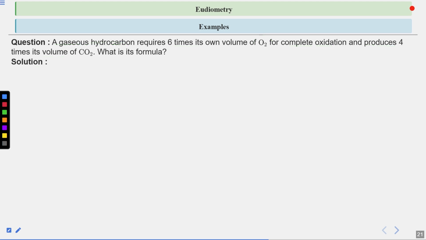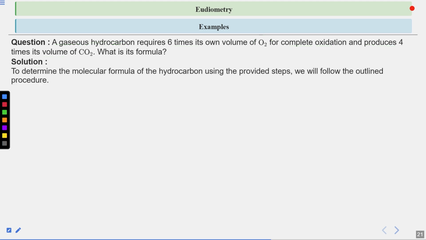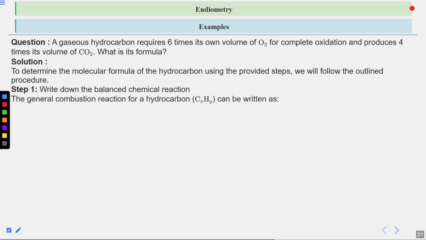How will we solve it? First thing, we have to use the methods one by one. So this is a hydrocarbon, and we know the combustion equation. Write it down. Suppose we are considering that our hydrocarbon is again CxHy. Then this will be the combustion equation. So this is our first step: we have written the combustion equation.